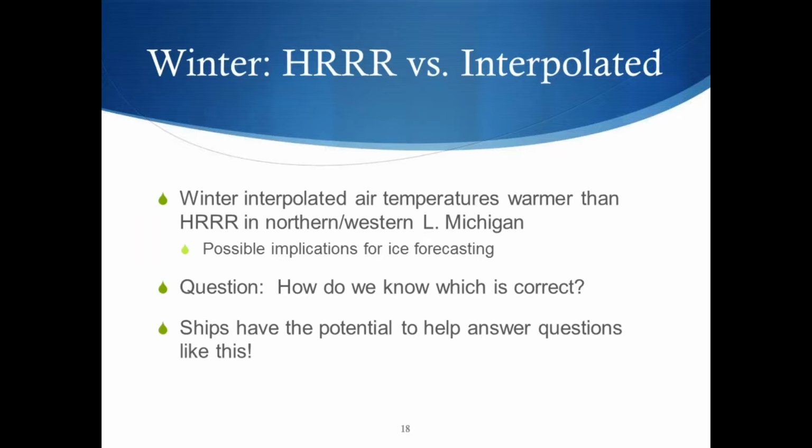What we found with HRRR and interpolated is that the interpolated air temperatures are warmer than the HRRR in northern and western Lake Michigan. We thought this could have potential implications for ice forecasting. So we wanted to know, how do we know which is correct? And we thought, maybe ships will help us answer this.